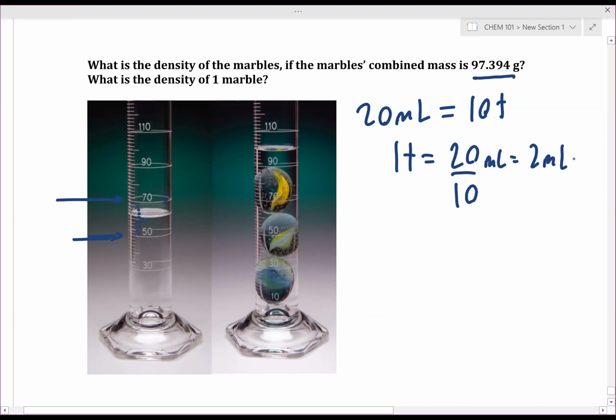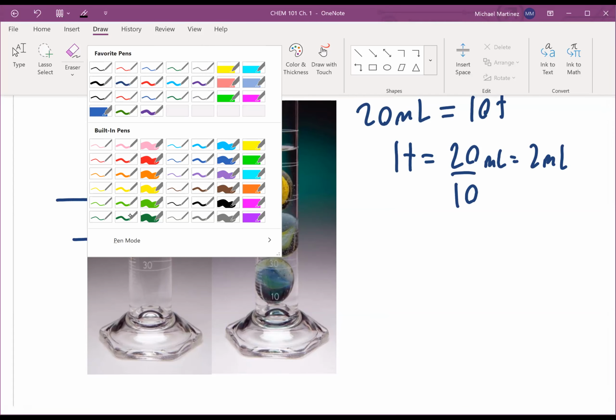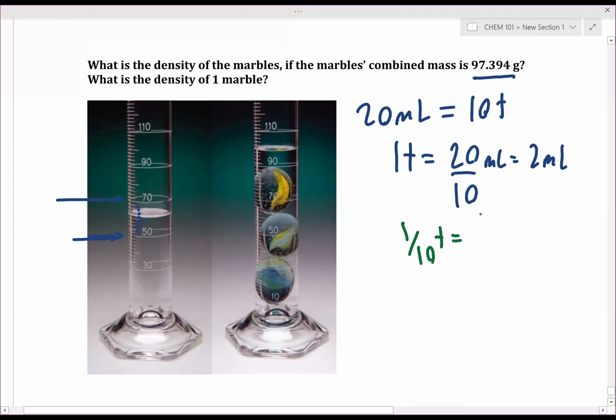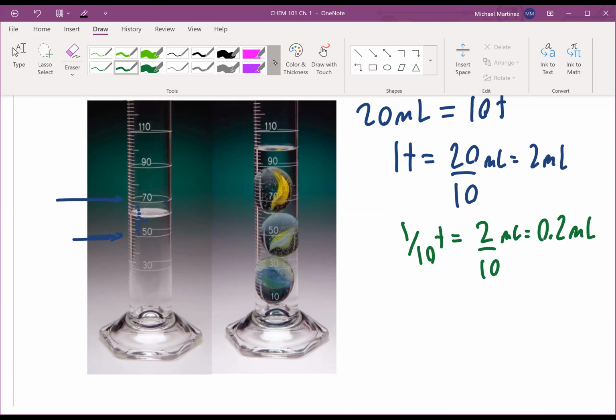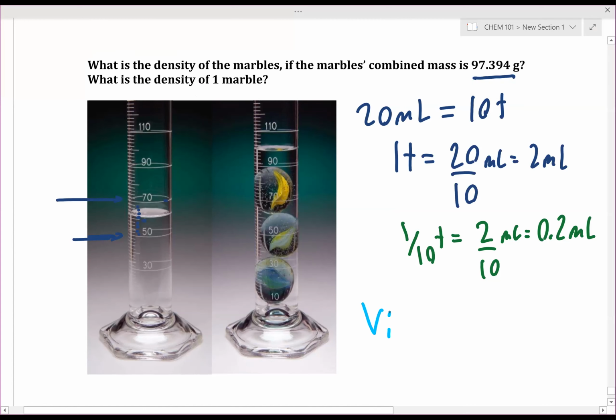Okay. Next, we figure out the maximum number of digits that we can report, or 1/10 of a tick, which is equal to 2 over 10, which is 0.2 milliliters. Perfect. Just a side note, if 1/10 of a tick is even, you can only report in increments of 1/10 of a tick. Like I can't say 60.1, for example. It has to be an even number. So next, we're going to take our volume measurements. So for V initial, from the bottom of the meniscus, we are slightly past the 5th mark and under the 6th mark. What does that 5th mark represent?